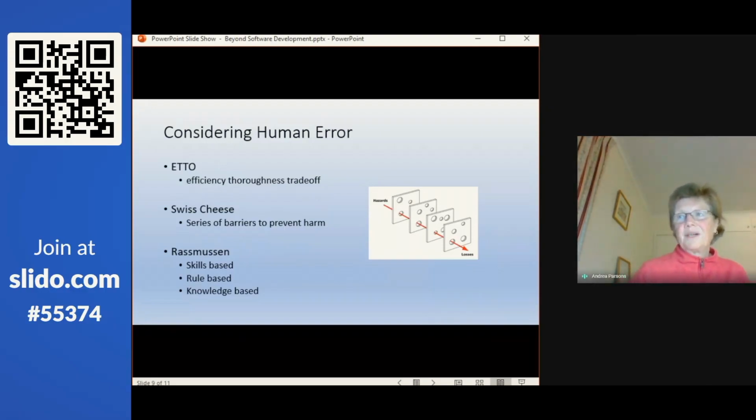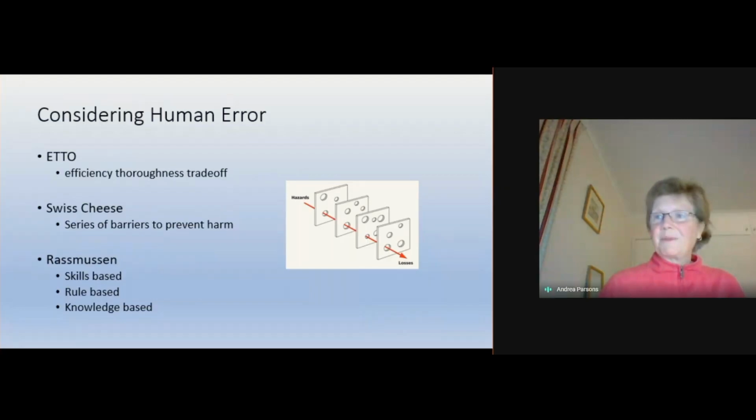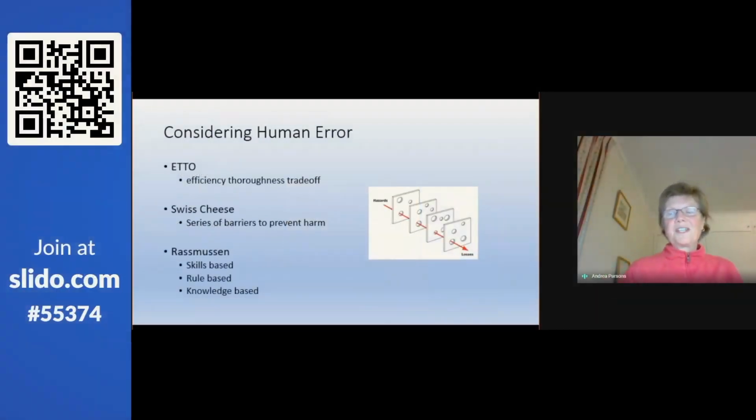The third way of looking at human errors is basically breaking it down and separating it out. I'm looking for human error based on the skills of the people that are going to be using the product or the software, the rules that they're using, or the knowledge associated with using it. So it's just breaking it down into the different parts where the human errors could originate.